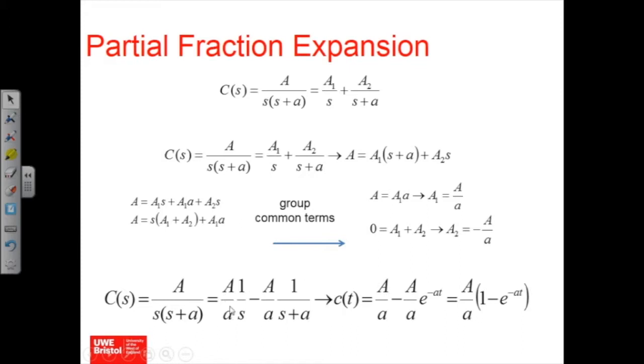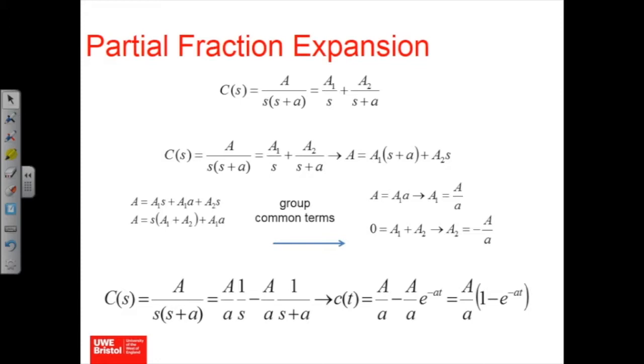So A over a times 1 upon s, back to the tables, that simply comes out as A upon a, minus A upon a times this term 1 over s plus a. Well, that comes out as A over a, this is the amplitude number. The 1 over s plus a gives me e to the minus at. Okay. Go through it yourself, start to wake up those partial fraction techniques and get to grips with the Laplace transform tables.